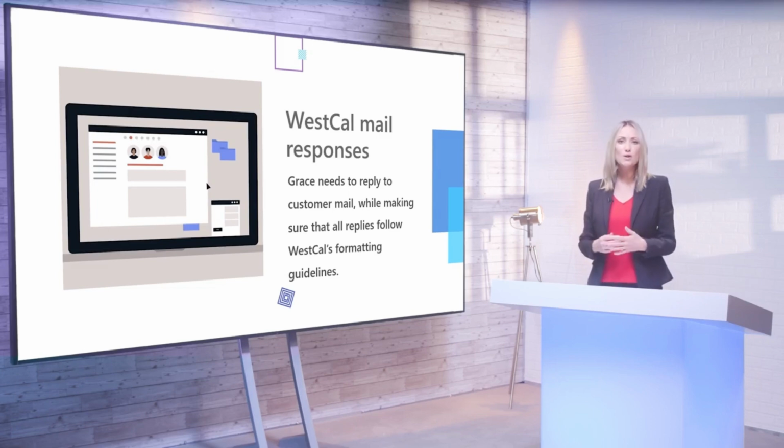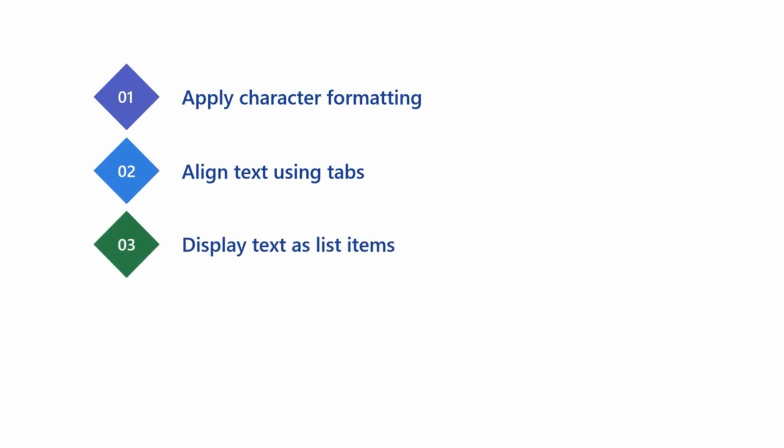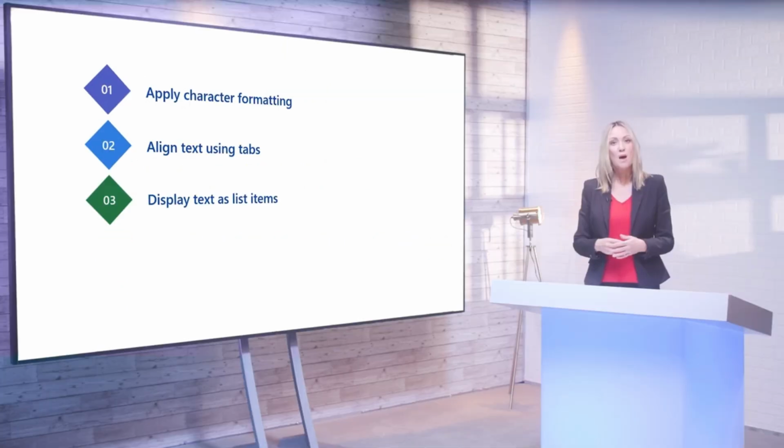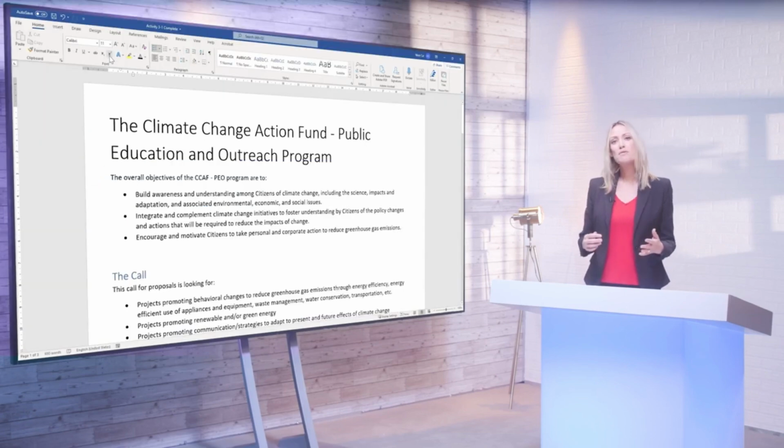In this lesson, you'll also learn how to use the formatting features in Microsoft Word. By the end of this lesson, you'll know how to apply character formatting, align text using tabs, and display text as list items. Before you begin, you should know what text formatting is, along with the different formatting methods available to Microsoft Word users. Microsoft Word offers a wide variety of formatting options that you can apply to your text.